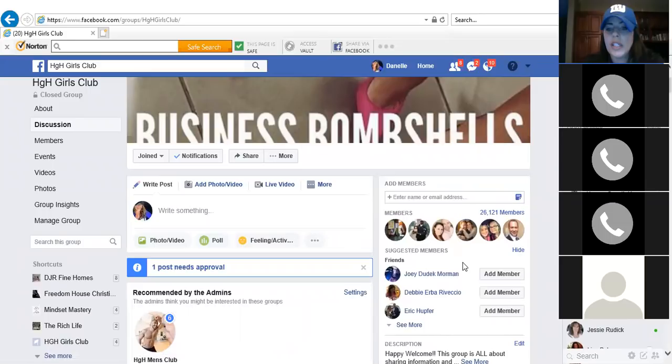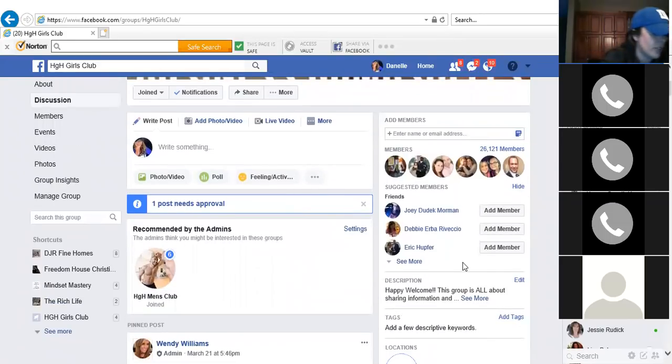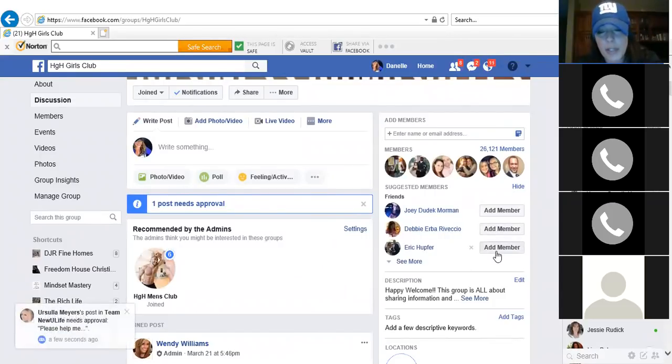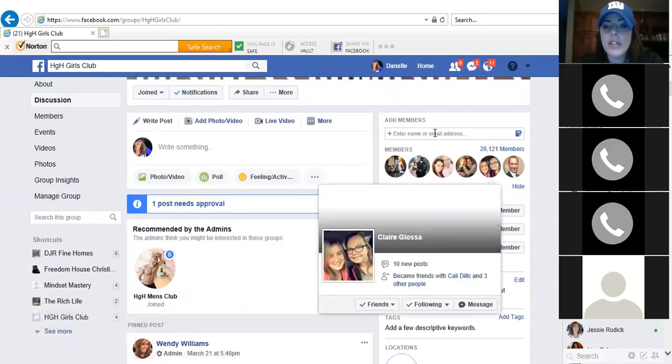You can go in and there's suggested members. Thank you, Bonnie Jean. Beautiful. So you can see it's saying add member. I can add member. I'm actually in Facebook jail right now, so I couldn't add someone if I tried. But it'll actually give you suggested members. Then it tells you how many members are in here. It'll show you some of the members that are here. And then here you can enter a name.